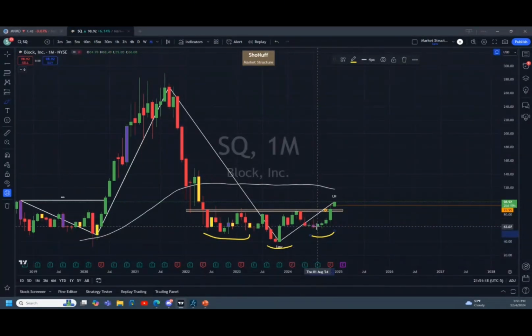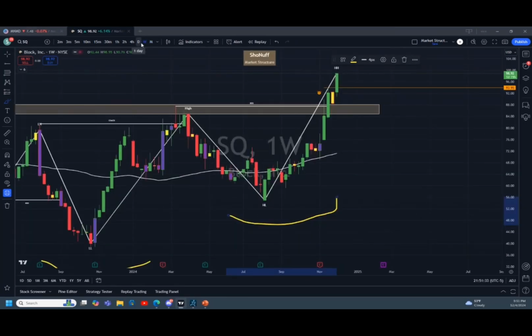If you want to buy shares, if I'm looking to buy shares on something, I'm looking at the monthly and weekly. But a good move, whoever got Square. That was a damn good move.